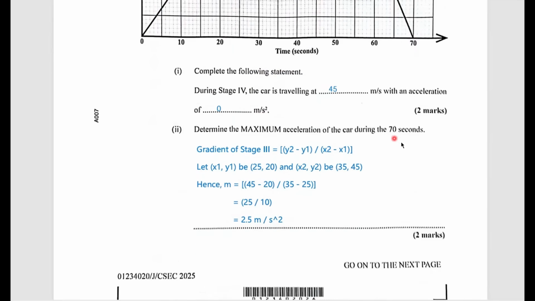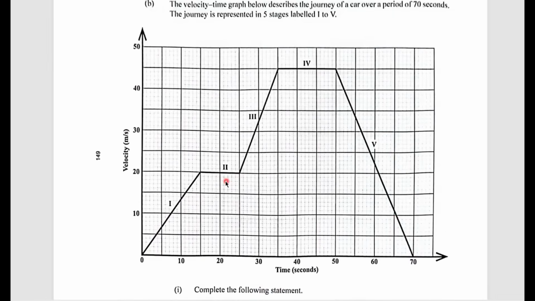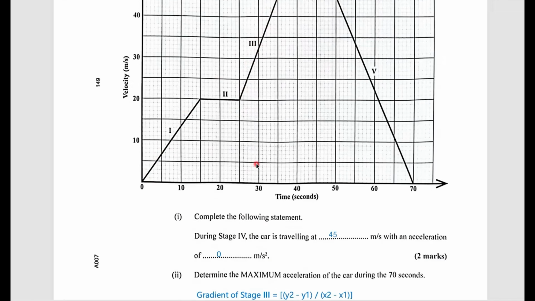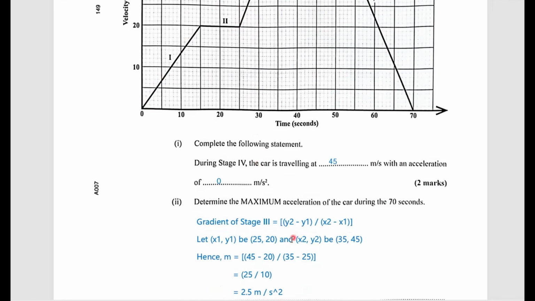Determine the maximum acceleration of the car during the 70 seconds. Okay, maximum acceleration is stage 3 because it is a steeper gradient as compared to stage 1. So you're going to get the gradient of this line, and that will give you your acceleration. And what's the formula? y2 minus y1 over x2 minus x1.